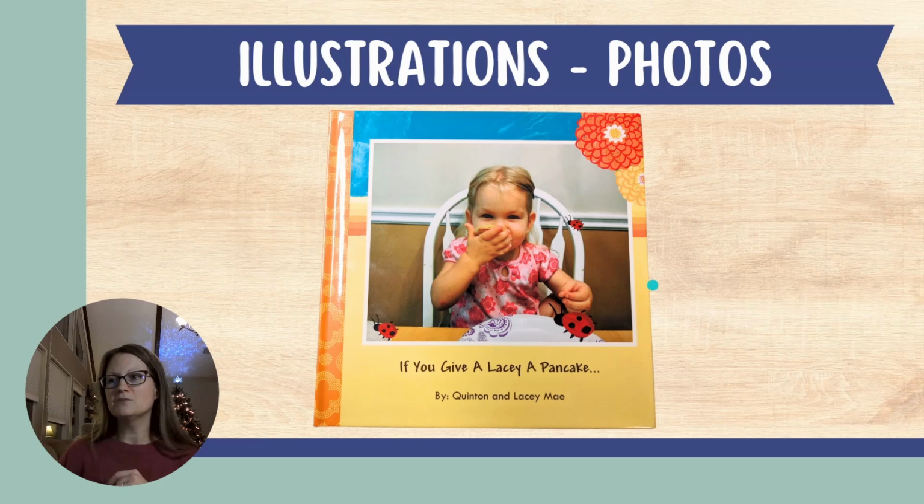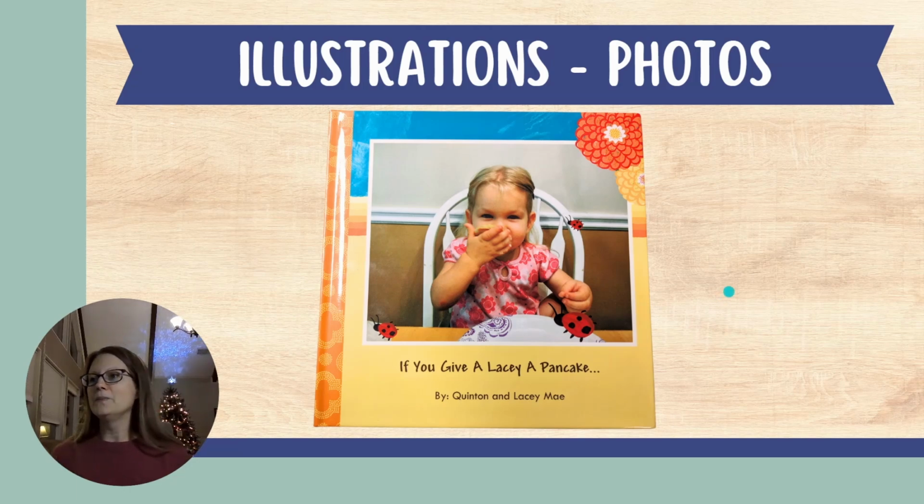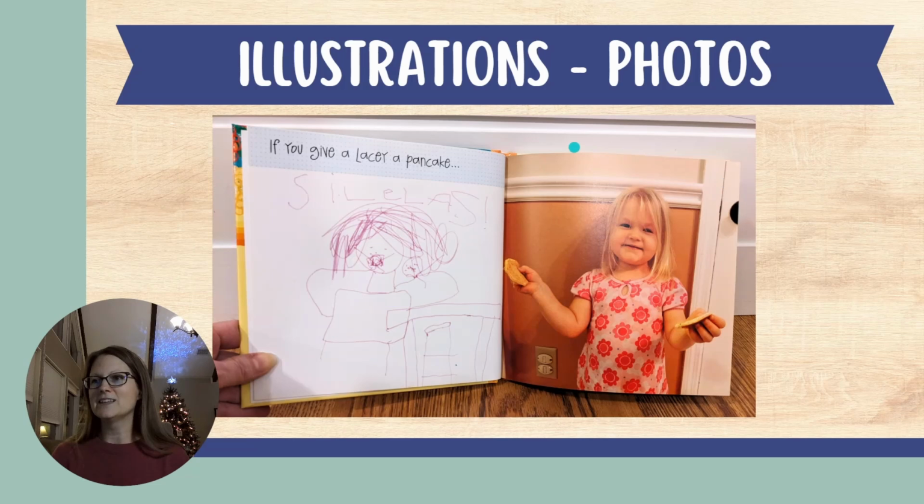So that's what my husband did one year when my Lacey here, I think she was 3 or 4 years old. If you give Lacey a pancake, obviously it's a play off of if you give a mouse a cookie, so we probably couldn't have printed this anyway. But I love it because it goes through, if you give a Lacey a pancake, and then on this side, my son, who was 6 at the time, drew a picture of the picture that they took of her. She's holding a pancake. And it says Silly Lacey. So obviously he couldn't spell her name or spell very well yet. But this, to me, this was probably my favorite gift I've ever gotten from them.